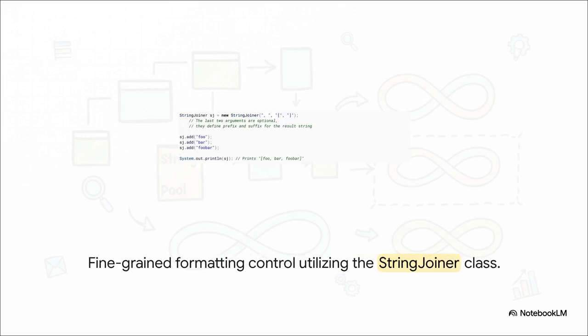And hey, if you're building complex outputs like JSON arrays, the string joiner class is absolutely brilliant. You don't just get to define a delimiter, you can effortlessly inject opening and closing brackets around the whole thing. It just makes your code so much cleaner and highly readable.